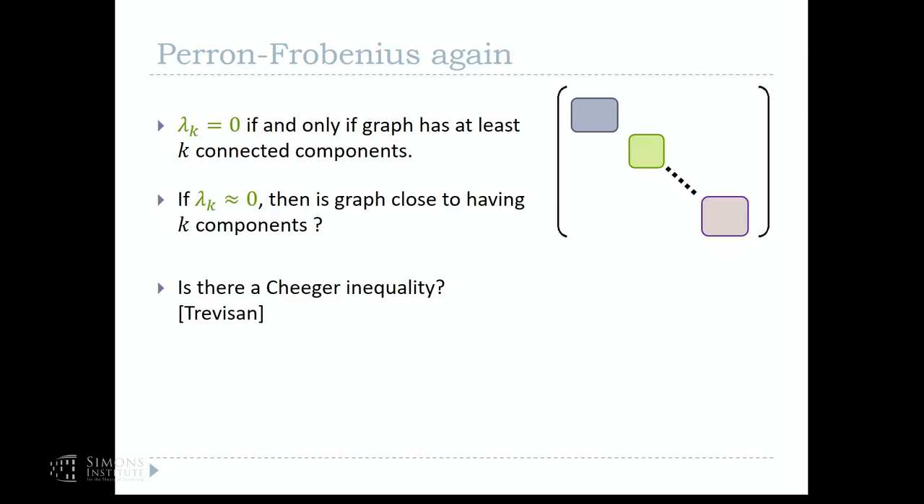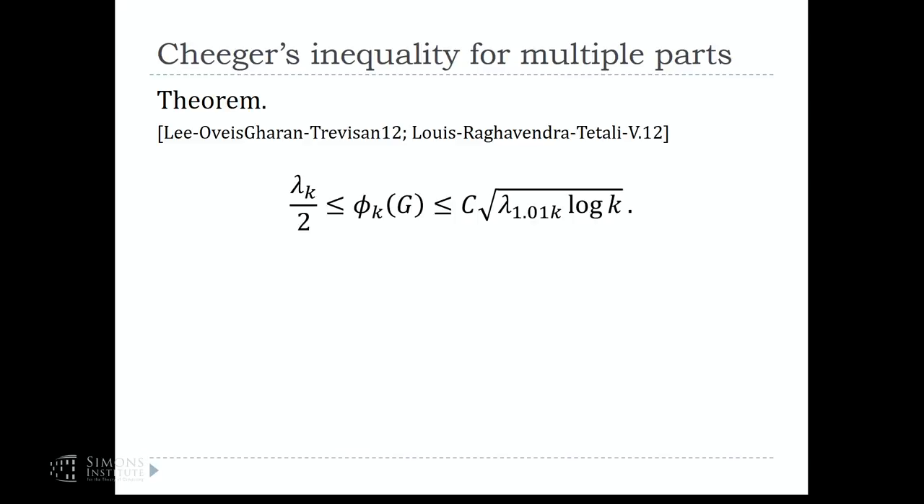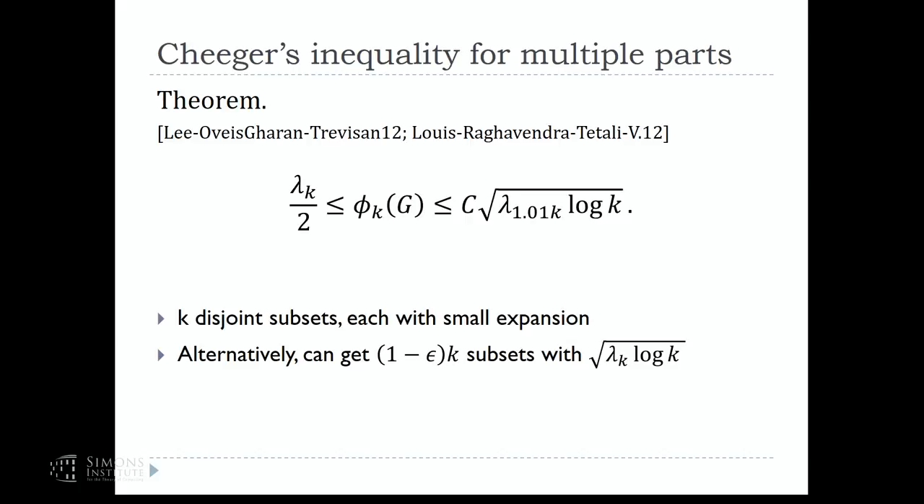And here's the theorem. It says that yes, this k-way expansion is also related to, not lambda k, but something slightly higher than lambda k, times root log k, and this relationship is tight. If k is 2, it's a Cheeger inequality. But even for general k, it's tight. So you get k disjoint subsets, each with small expansion, or you can get lots of subsets with.